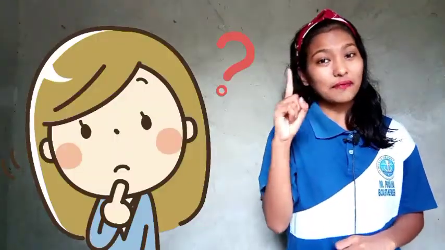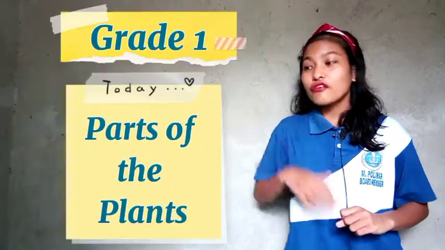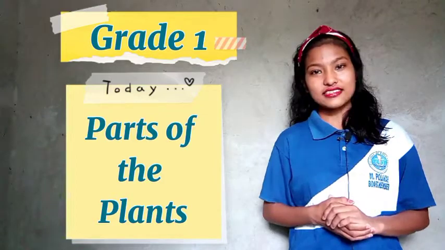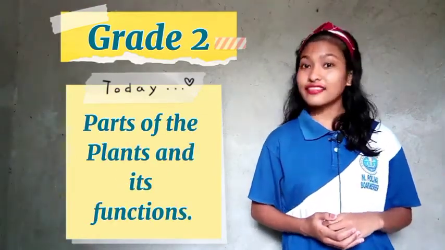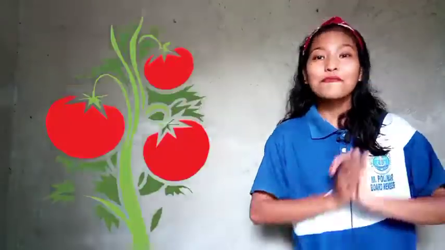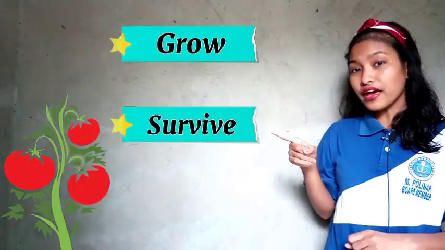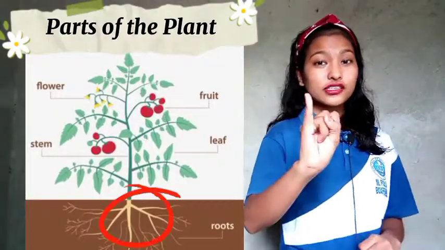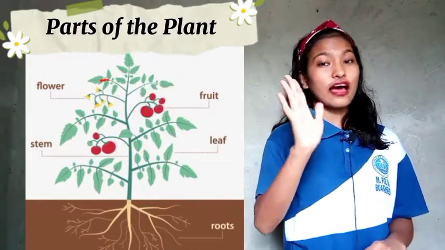Do you know that the plants have their own parts? Yes, they do. And that will be our lesson for today. For grade 1, we will be learning what the parts of the plants are. And for grade 2, we will be learning the parts of the plants and their functions. Plants have external parts that help them grow, survive, and reproduce. These parts include roots, stem, leaves, fruits, and flower.